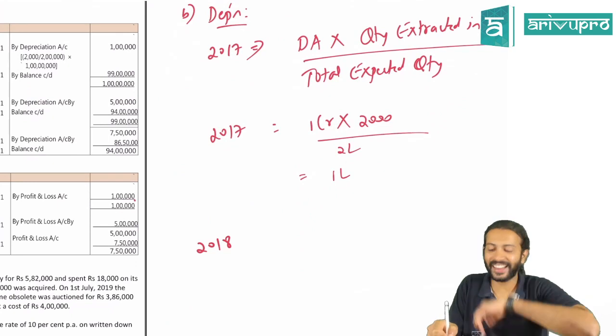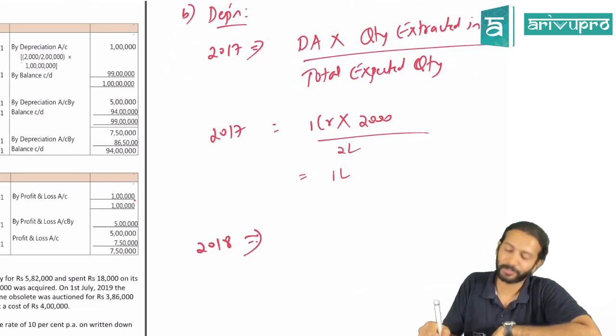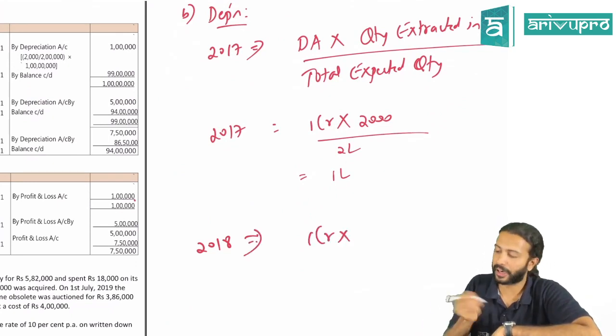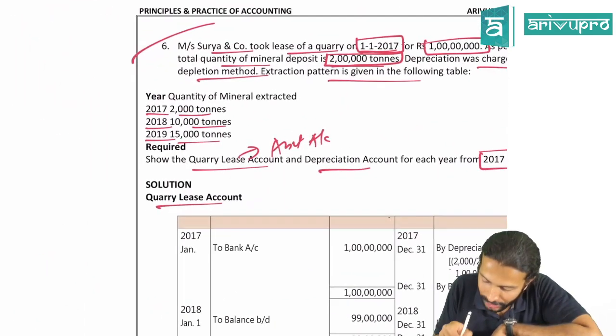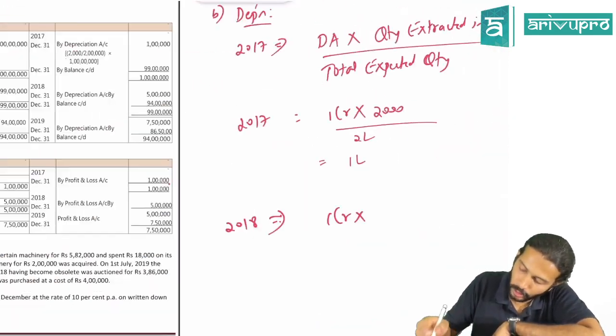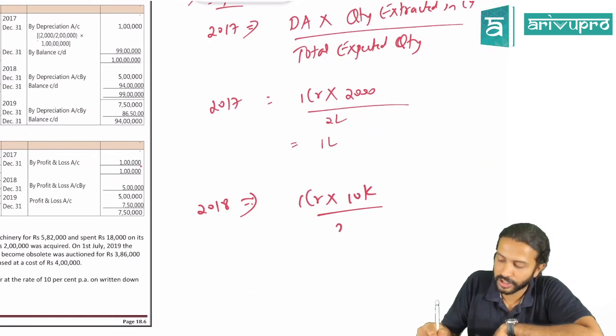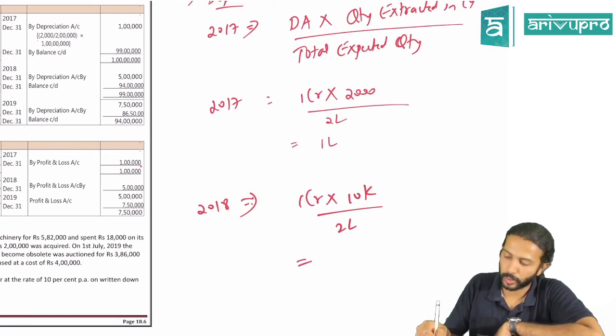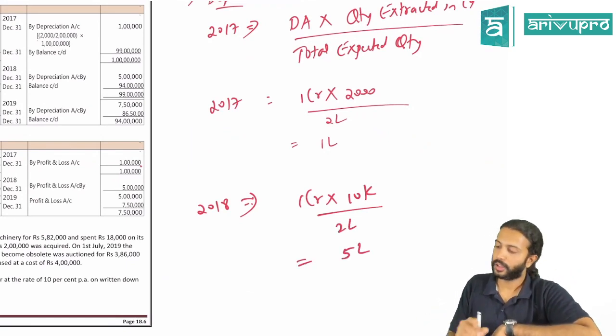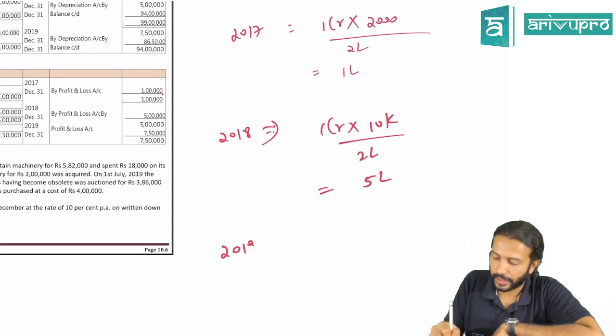Okay. 2018, what will be depreciation? Same. DA is 1 crore multiplied by 2018. How much did you extract, sir? 10,000 tons. Divided by total extraction is 2 lakh. So this will be 50. So this is 5 lakh. Okay. Calculation is 5 lakh.